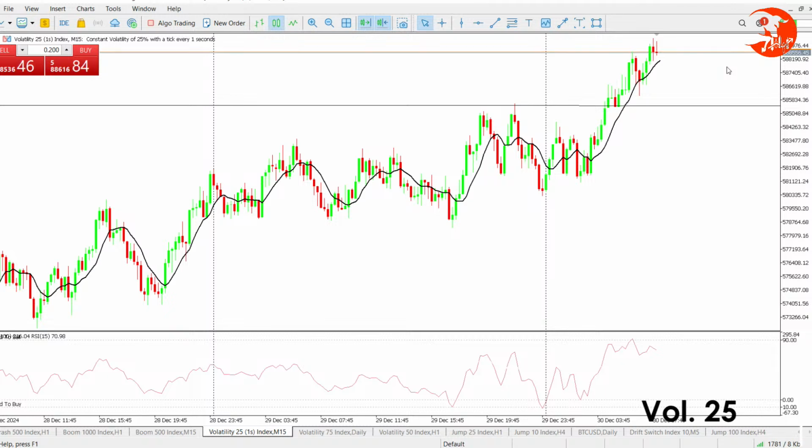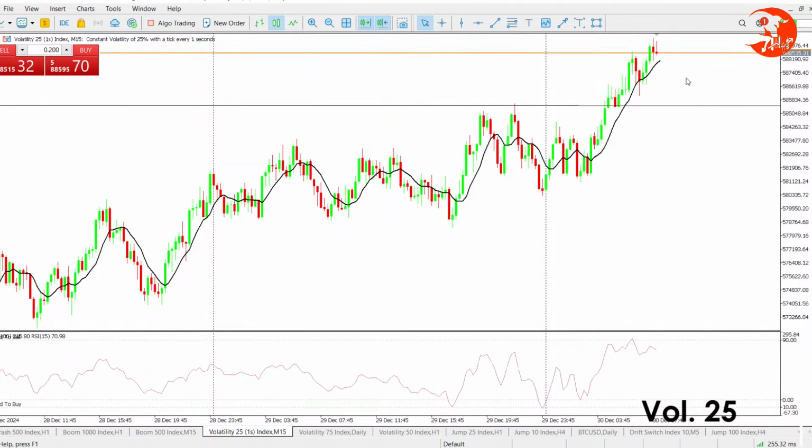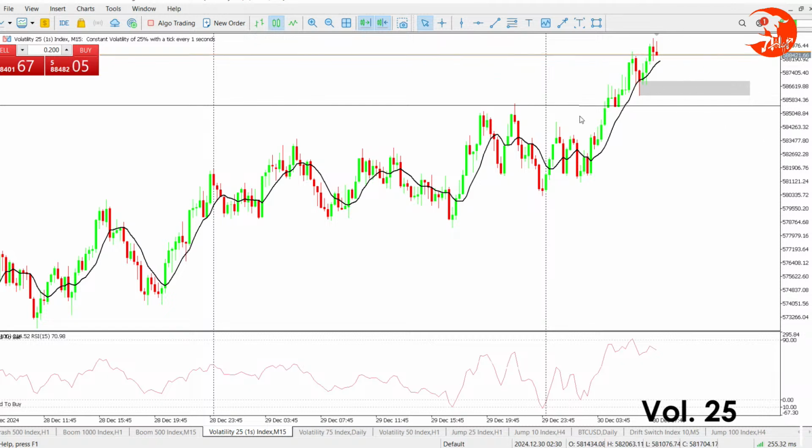M15 is indicating sales because it has touched overbought. H1 is indicating more of buys. So what do we do here? This is a market I don't normally love to make my entries from. I just want it to give me a better opportunity. So this is a market I will leave. I cannot trade this until it comes back down. And clearly this is not a significant breakout right here. It is not a significant breakout there.